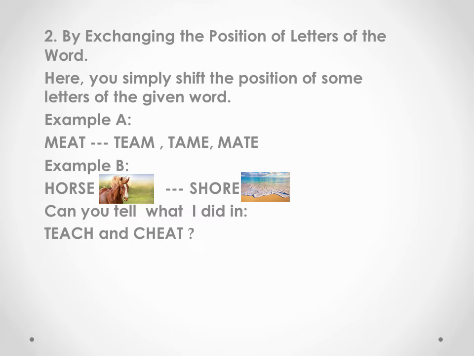I simply picked the letters that make up horse randomly, so that I picked letter S, picked letter H, picked letter O, R, and E at random, and then I have been able to make the word shore. Now, this is how anagrams are formed using the second method, exchanging the position of letters of the word. Now, you could try this. I need someone to tell me what I did in the anagram teach and cheat.